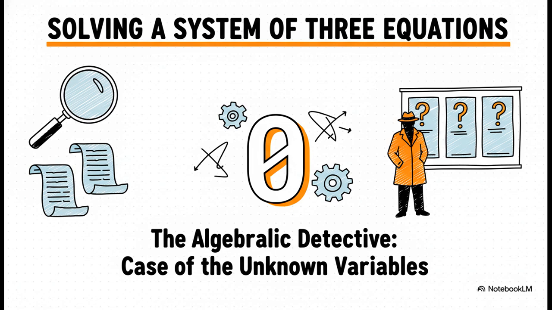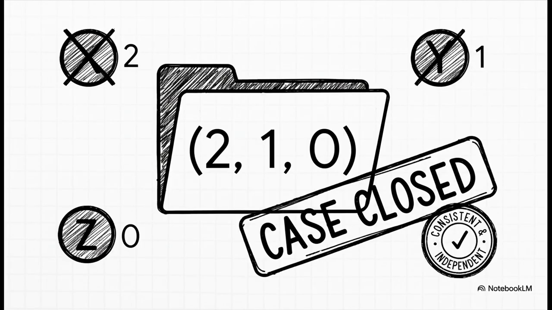Case closed. So, the one single solution that makes all three of our original clues true is the ordered triple 2, 1, 0. And just so you know, in the official language of math, when a system has one unique solution like this, it's called a consistent and independent system.